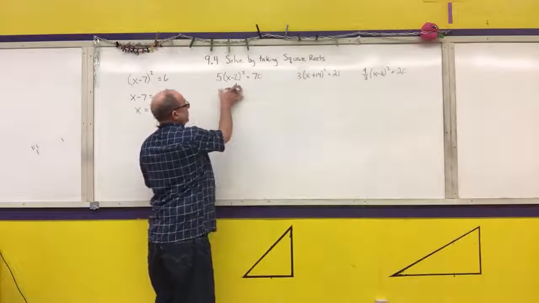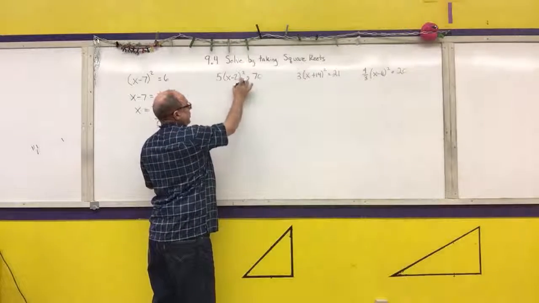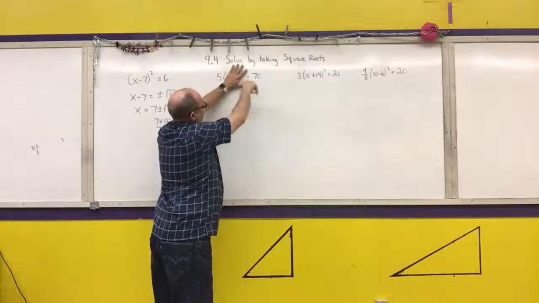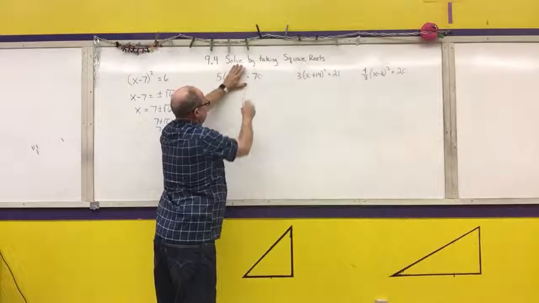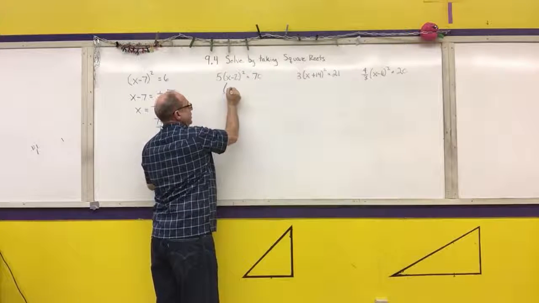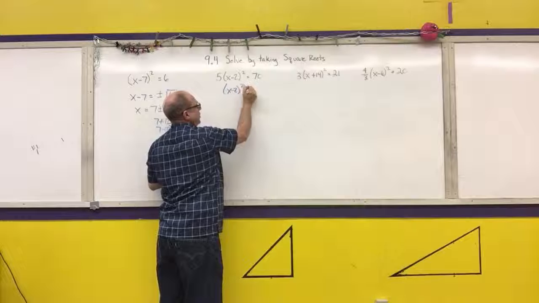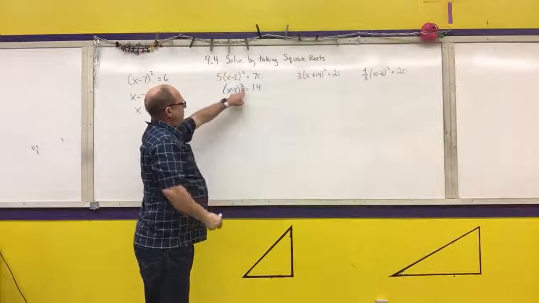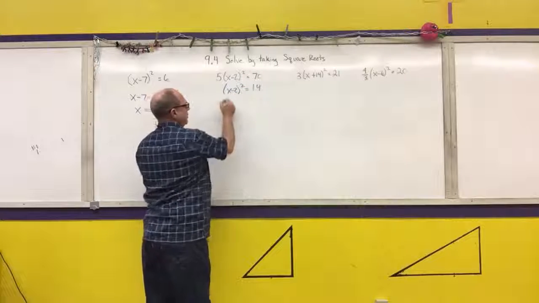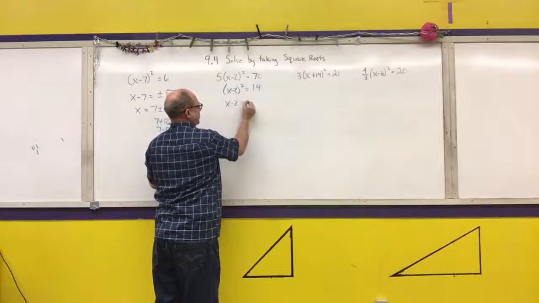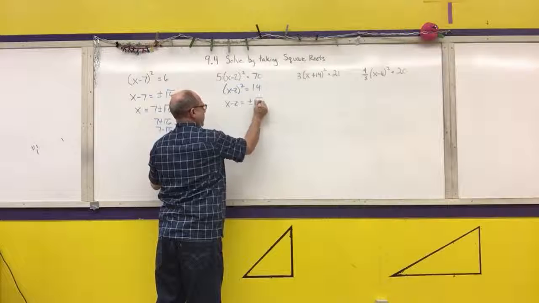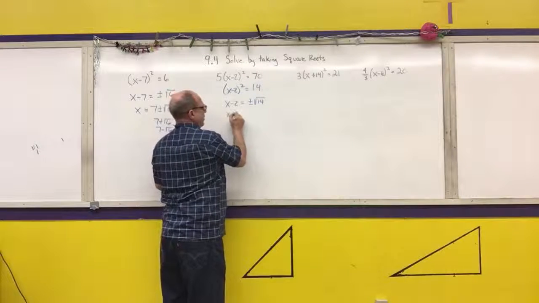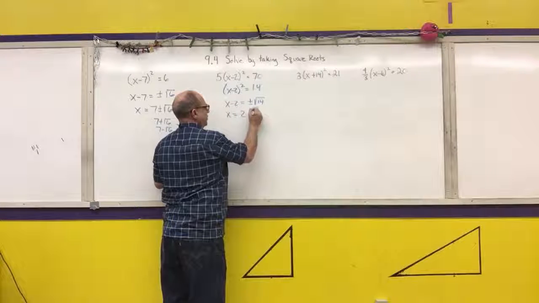Step 1 of this next one: I have 5 times the quantity x minus 2 squared equals 70. So first thing I want to do is get rid of the 5 by dividing both sides by 5. That leaves me with x minus 2 quantity squared is 14. Then I need to take the square roots of both sides. I get x minus 2 equals plus or minus the square root of 14. And then add 2 to both sides. X equals 2 plus or minus the square root of 14.